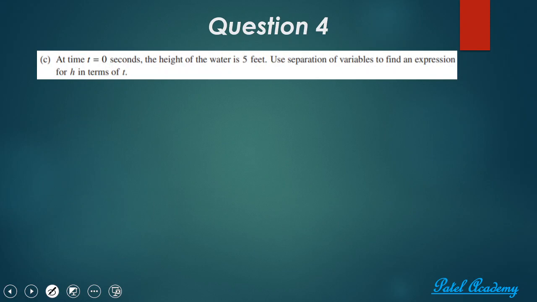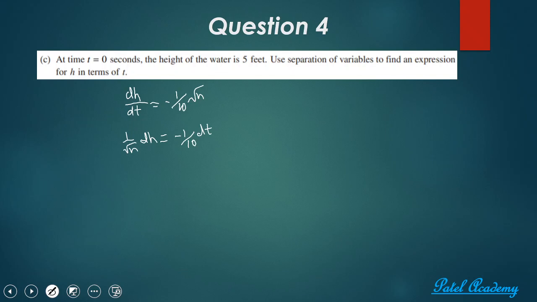At time t equals 0 seconds, the height of the water is 5 feet. Use separation of variables to find an expression for h in terms of t. Separation of variables. So we automatically think differential equations. We automatically think we integrate both sides. Generally one side will have all of the variables, in this case h related, and then the other side will have the constants that will integrate to get time. So what do I have? Well, I have dh by dt is equal to negative 1/10 root h, so 1/root h dh is equal to negative 1/10 dt. This is my separation of variables.